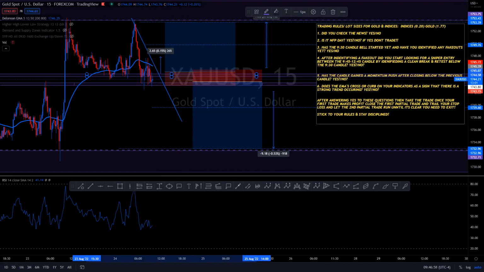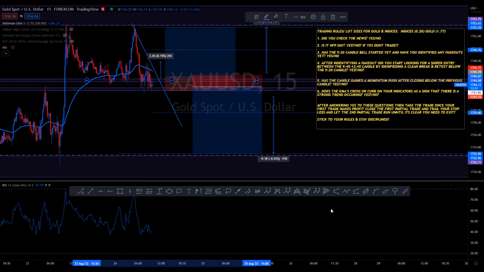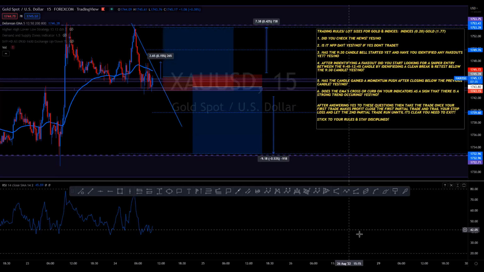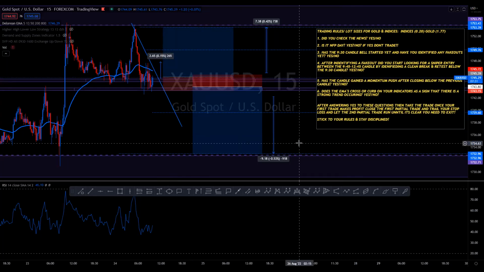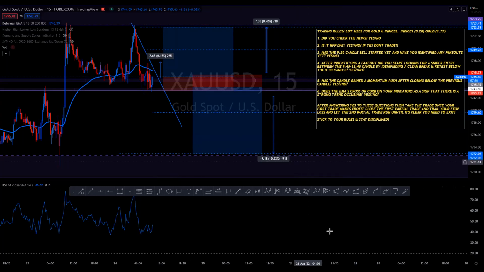Let me pause this recording. Looks like price is passing this zone, so I went on ahead and executed a buy. And we're just going to stick with that. We'll see what happens there. Be right back.